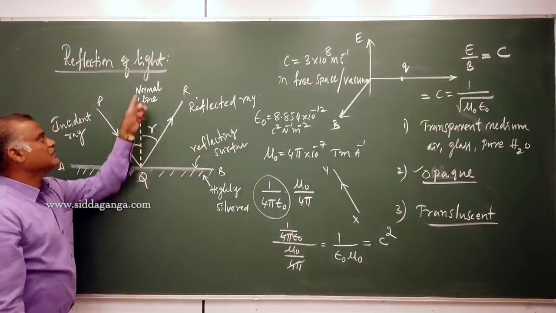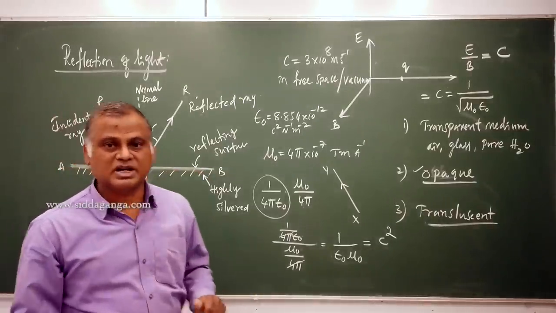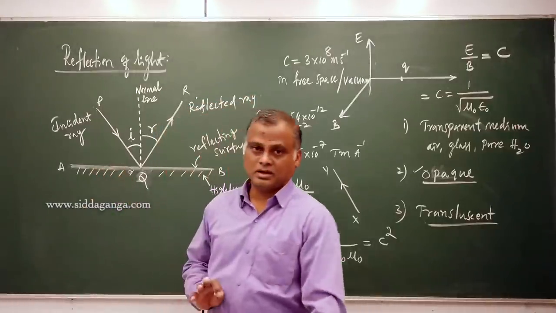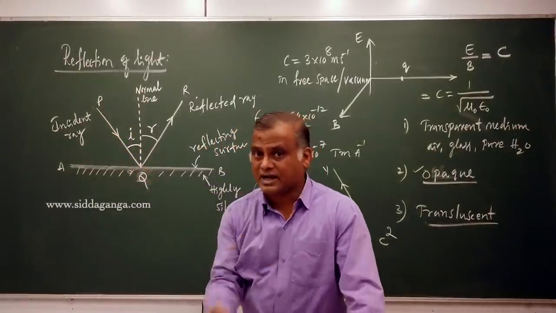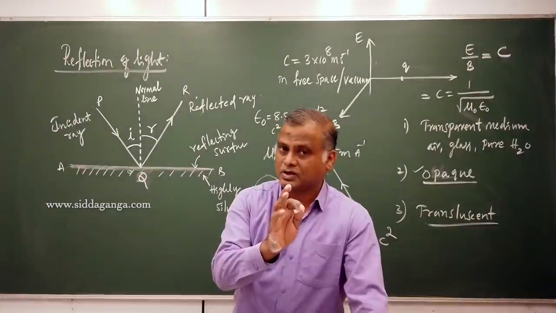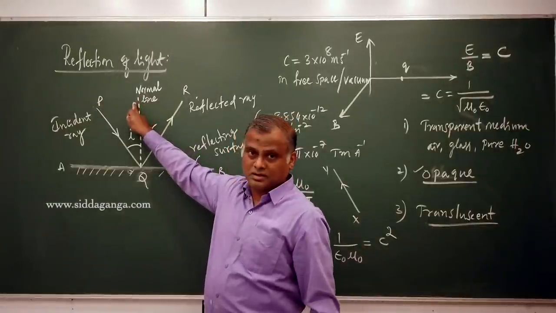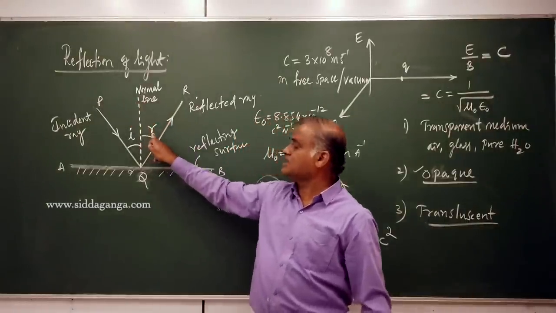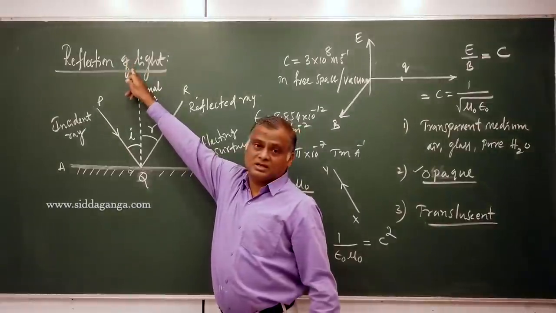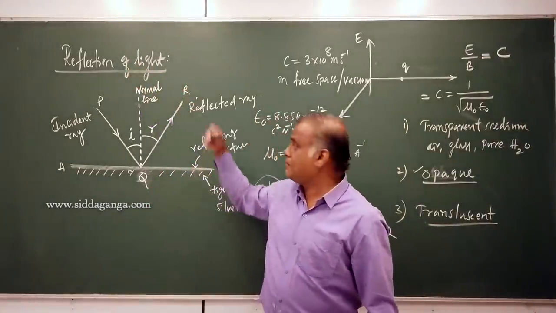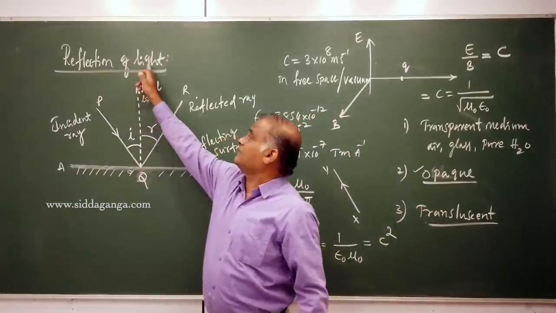You should measure that with respect to the normal, not with the surface. For the angle of incidence, you have to write i between the incident ray and the normal. For the reflected ray, it is between the reflected ray and the normal. The angle between the reflected ray and the normal is called angle of reflection. The phenomenon by which light is sent back into the same medium is known as reflection of light.